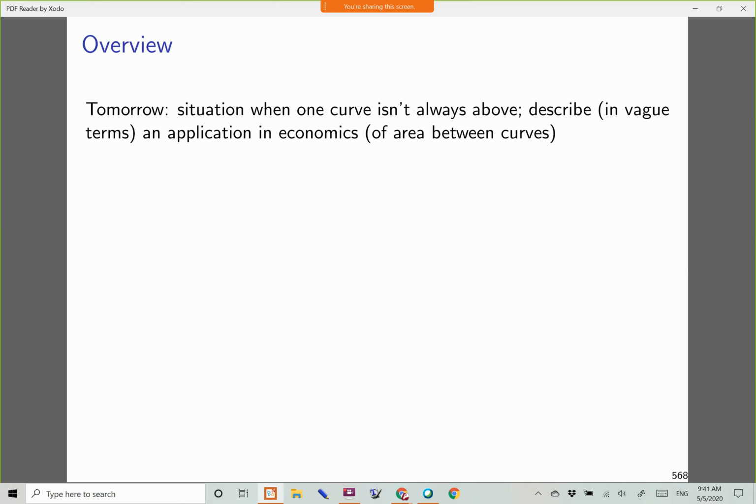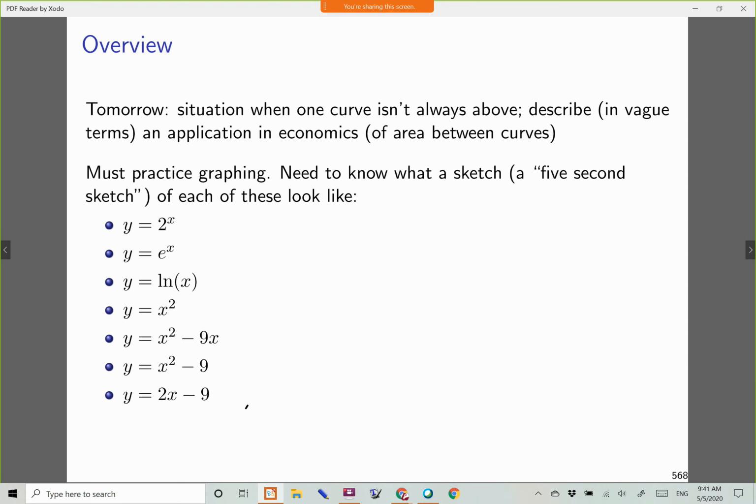And you won't be responsible for that application in this class, not in a quiz or test or anything like that. But it's good to know so that when you take an econ class, as most students in here are CBA students, and it talks about producer surplus and consumer surplus, you can make all those connections and be ready to go.